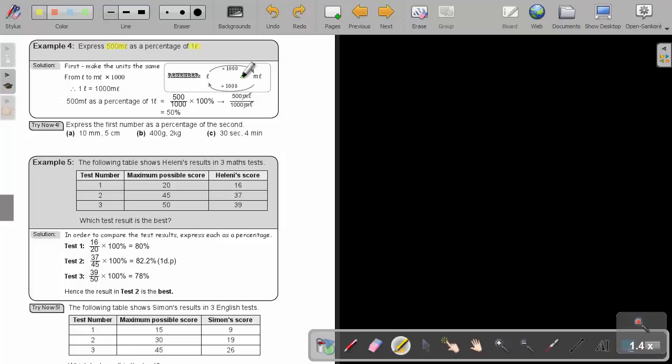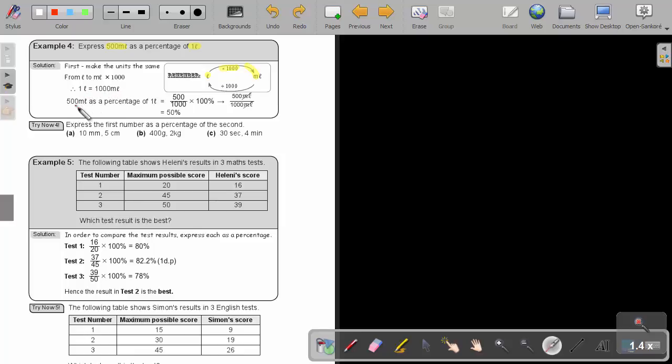Now, can you still remember from previous lessons how to convert units? Between liters and milliliters is 1,000. If I go from liters to milliliters, I times 1,000. And if I go from milliliters back to liters, I divide by 1,000. So I want to go from liters to milliliters, so I must multiply by 1,000. That's what I did. So 1 liter was 1,000 milliliters.